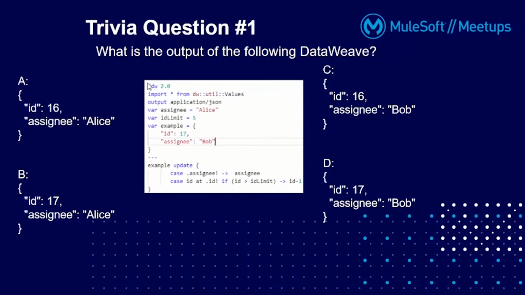We got our first trivia question here. What is the output of the following DataWeave, where we've got two different update statements, or two different update cases?